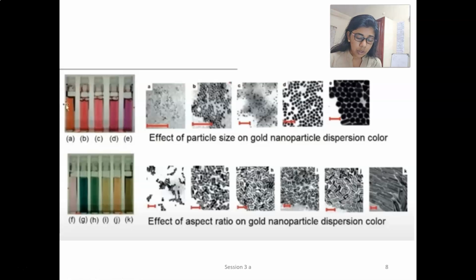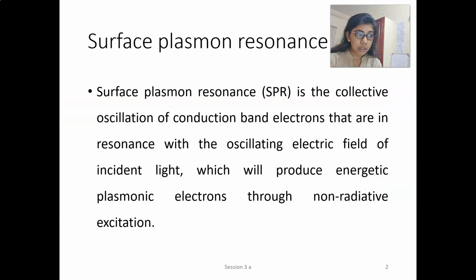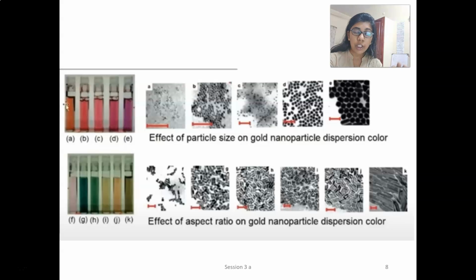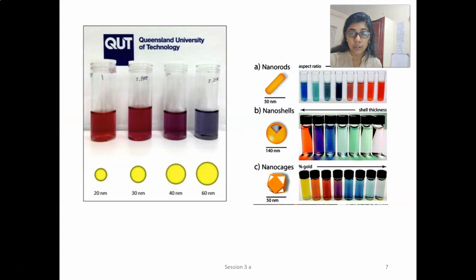So we have discussed so far what surface plasmon is and what surface plasmon resonance is, and how this is significant in the case of nanoparticles. The basic thing you have to remember is what surface plasmon is. It is a collective oscillation of conduction band electrons that are in resonance with the oscillation of the electric field of light. So conduction band electrons are involved in this phenomenon, and in the case of nanoparticle, due to the particular size of the nanoparticle, this color change is observed.